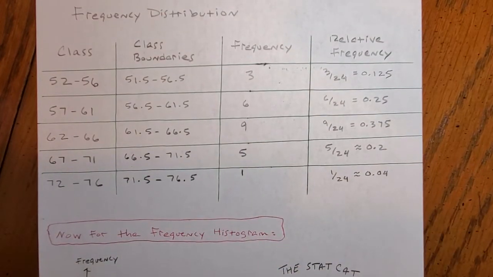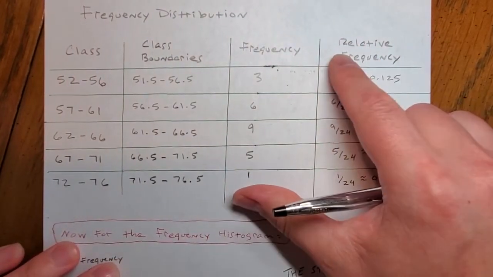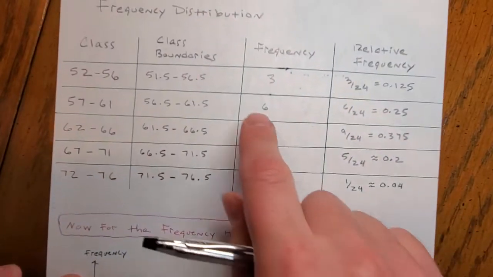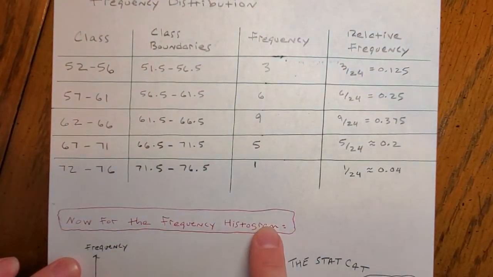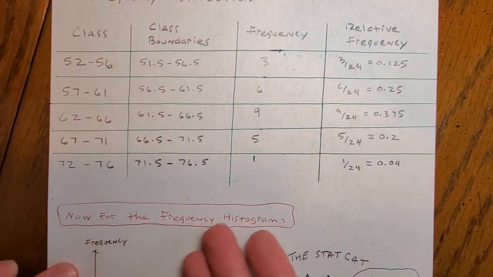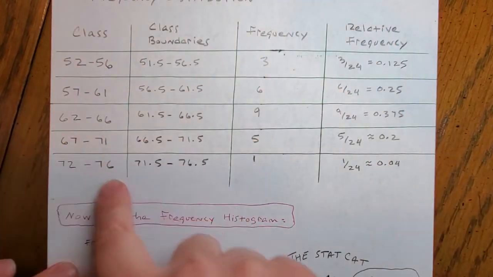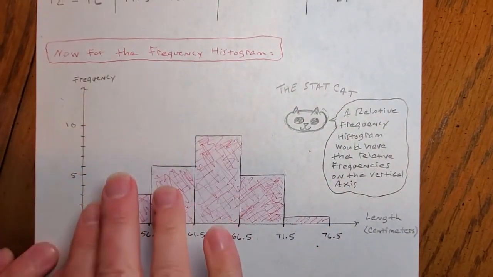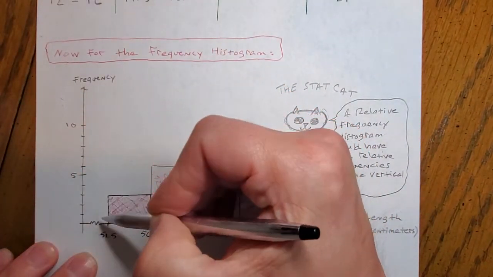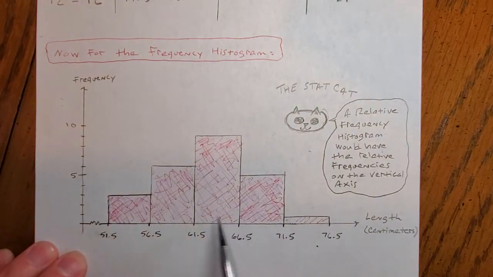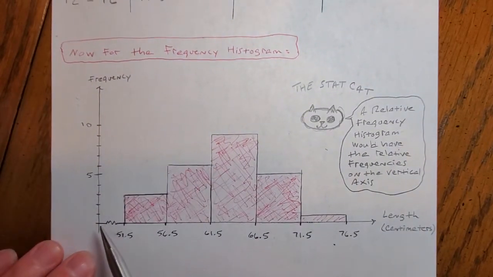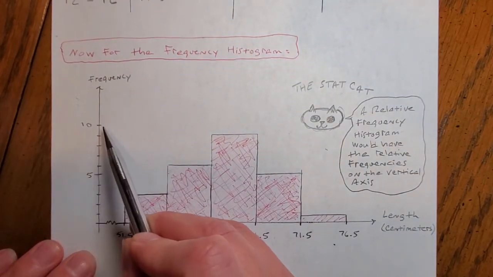Okay. Now, if I want to visualize this, here's how I do it. Okay. I would make a frequency histogram. Now, the frequency histogram is just based on these numbers. Let me show you how. It's a graph. It has a vertical axis and a horizontal axis. Okay? All right. The vertical axis is the frequency. So notice I've counted from 0 to 10.